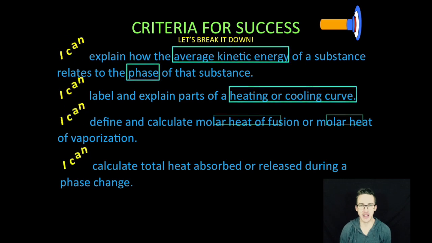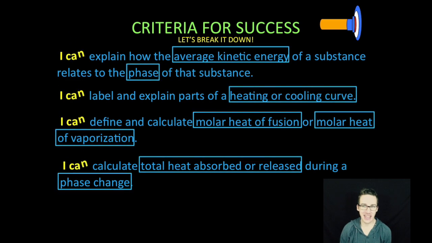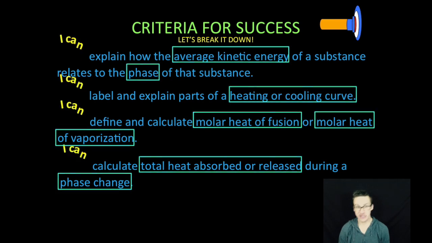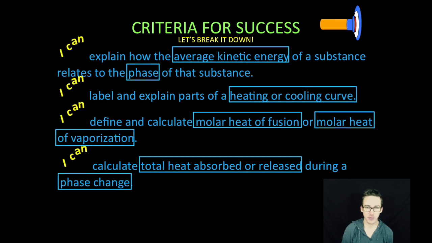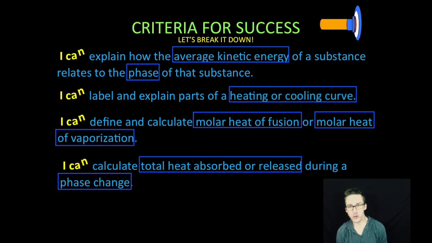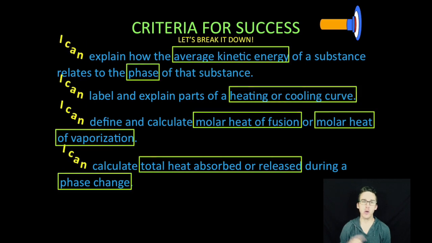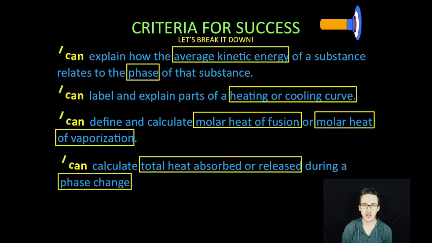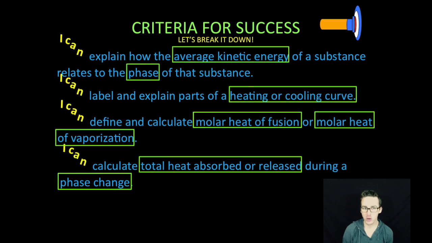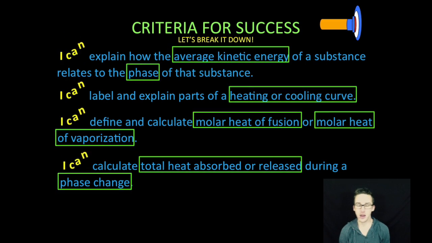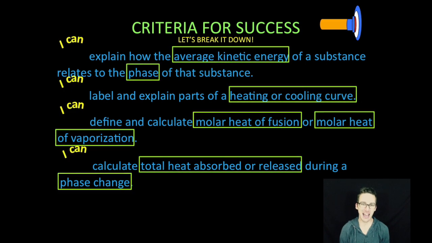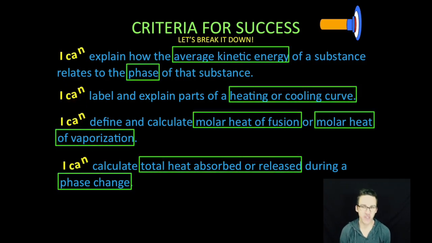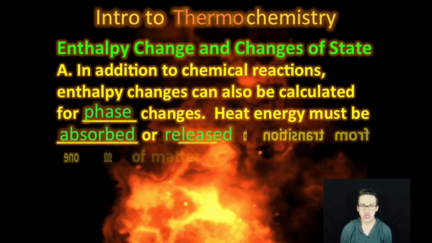First, we're going to explain how the average kinetic energy of a substance relates to the phase of that substance. Second, we are going to label and explain parts of a heating or cooling curve. Third, we are going to define and calculate molar heat of fusion or molar heat of vaporization. And then number 4, we are going to calculate total heat absorbed or released during a phase change. Okay, so first things first.